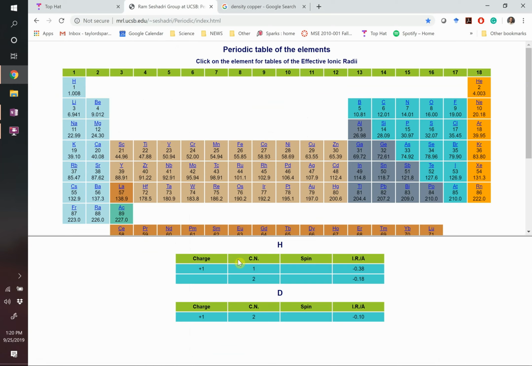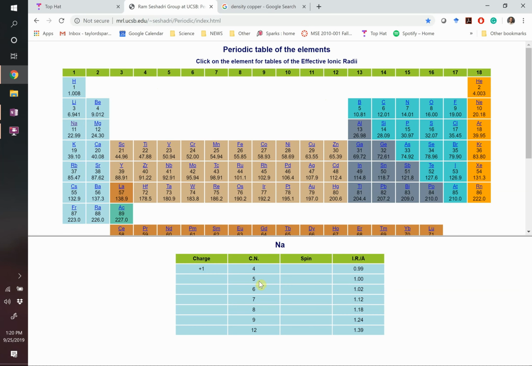So let's do an example. Let's do sodium chloride. Sodium chloride is rock salt. So we pull up sodium and we say, what's the charge of sodium? It's only ever +1. It only ever wants to get rid of an electron. So the size that it takes is over here, and the size depends on the coordination number. But it ranges basically between 1 and all the way up to 1.4. That's the typical size.